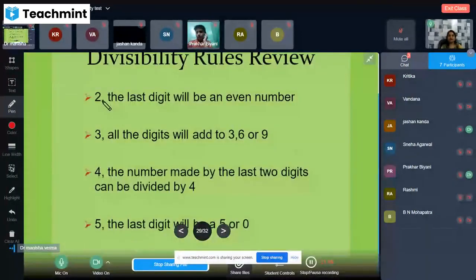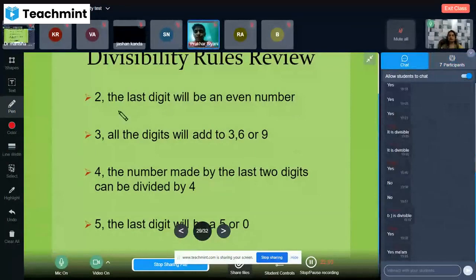Okay. Now let's revise the rules once more. For divisibility by 2, last digit should be an even number. It should either be 0, 2, 4, 6 or 8, right? And for divisibility by 3, we have to add up the digits and the sum should either be 3 or a multiple of 3, right? Yes, Jashan, yes, Ananya. I'm getting replies in the chat box.